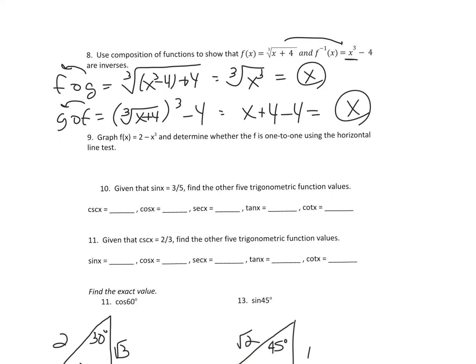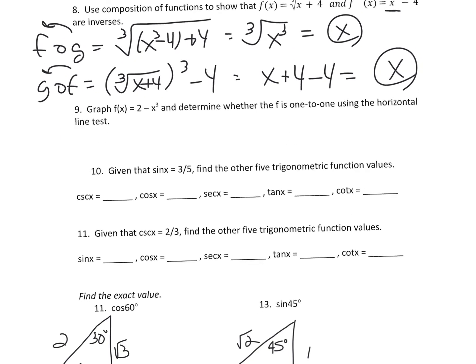All right, number 9. Number 9 says graph that and determine if it's 1-to-1 using horizontal line test. I don't have my graphing calculator here. I'm going to go ahead and just talk about this a second. First of all, it's x cubed, which means usually it's half parabola up, half parabola down. The negative sign in front of it reflects it across the x, and the 2 shifts it up 2. So it's here. And you can do this on your calculator, but on your calc, you should see this and that. It should look just like that.